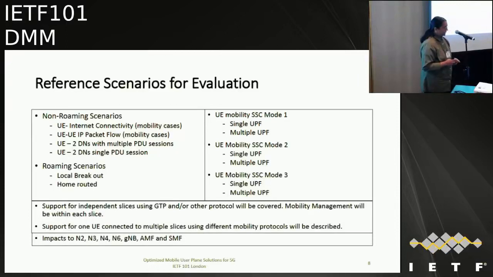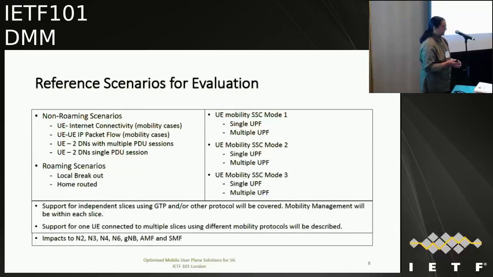And the other scenarios are UE to UE, because everybody is talking about low latency applications. So we need to ensure that the UE to UE packet flows happen, and then mobility also is supported. UE to two data networks with multiple PDU sessions and single PDU sessions, those are what we picked up. And then roaming scenarios, local breakout and home routed. We need to see each of these proposals that are being brought in for the evaluation. How do they support all of these?